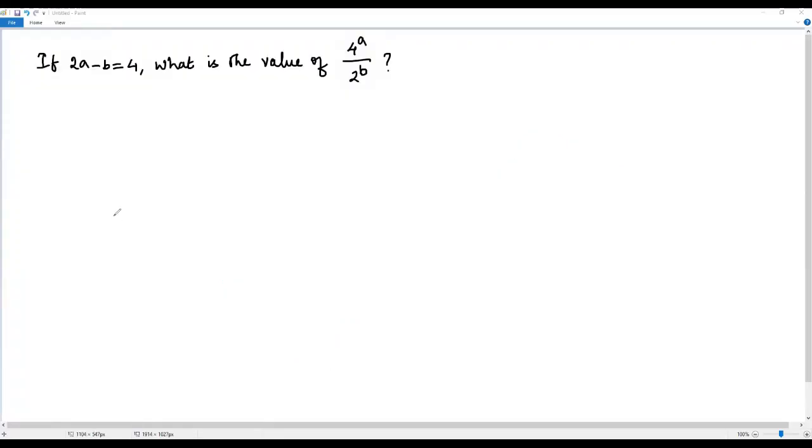Here we have the next problem. Let's go to the question. If 2a minus b equals 4, what is the value of 4 to the power of a divided by 2 to the power of b? So using this information, we have to get the value of this expression, 4 to the ath power divided by 2 to the bth power.